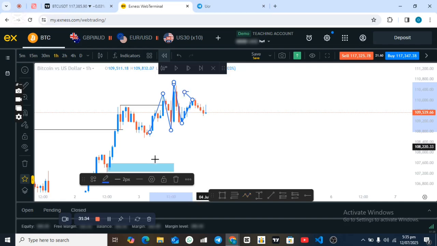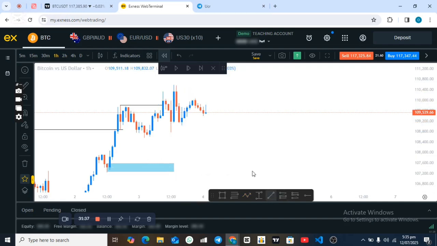There was a time I taught you guys failed swing high. This is exactly what I mean by failed swing high. You can see when price came back, it could not take out the previous high. That is when, even if you are taking this buy, the best thing you have to do is to take your stop loss to break even.